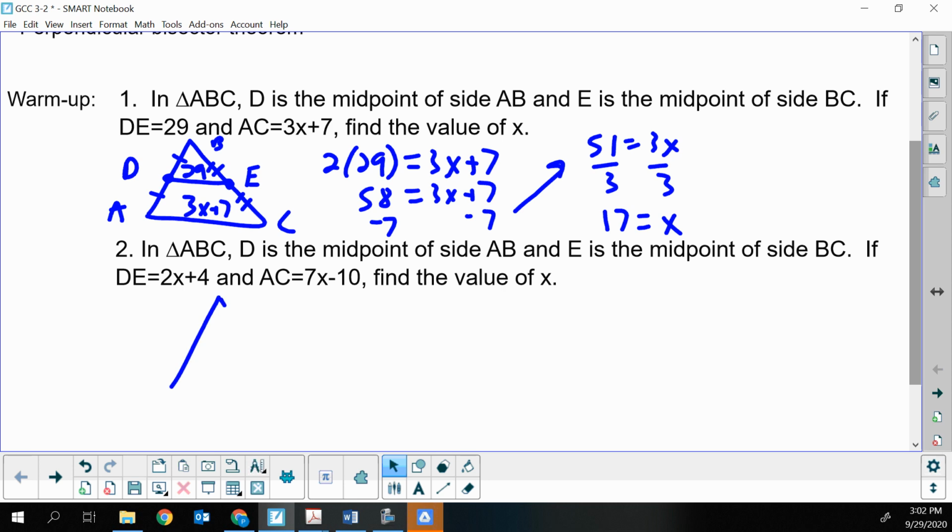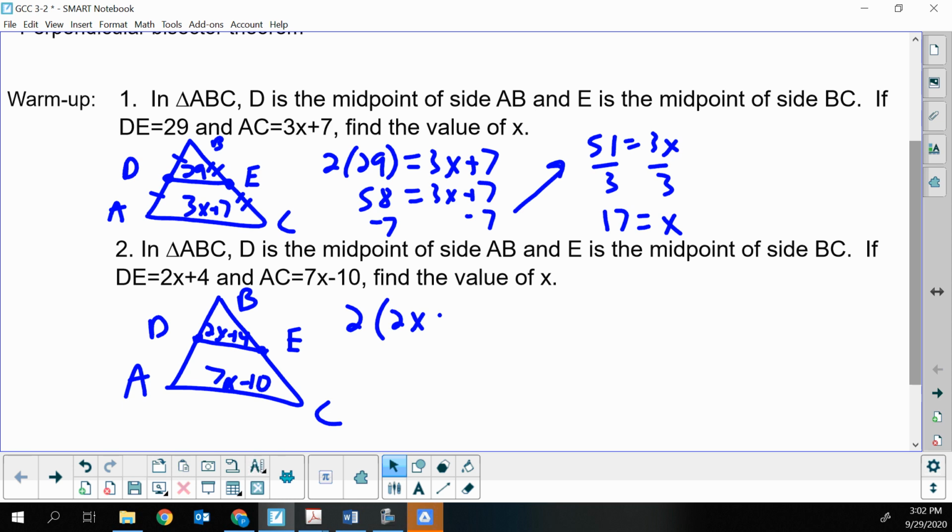So we again have triangle ABC. When you draw a triangle, just label the angles wherever to start, and then we'll label everything from there. D is the midpoint of side AB again. E is the midpoint of side BC. We can connect those to make DE, which is 2x plus 4. And then we have 7x minus 10. So same idea, because our geometry justification would be the mid-segment is half the length of the third side. So you can double the mid-segment and set it equal to the third side that it's parallel to, AC.